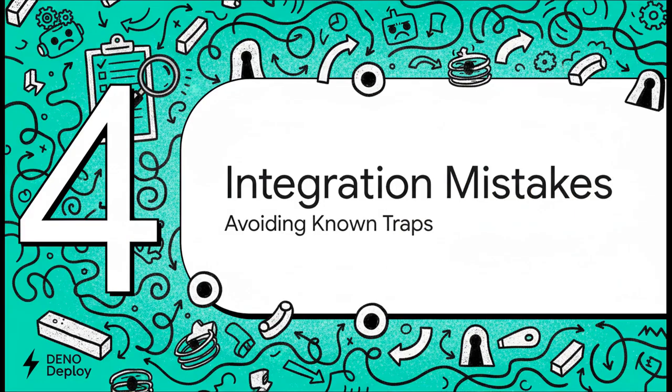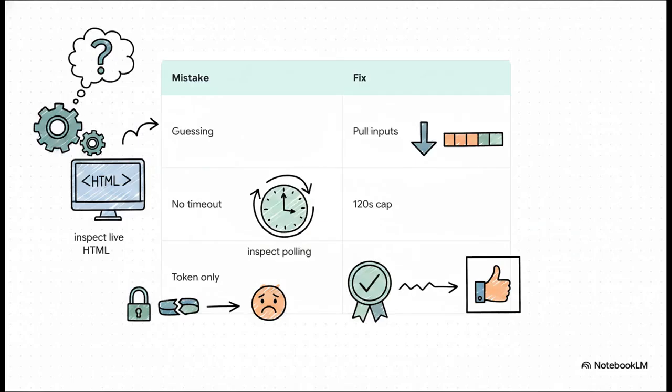Let's jump into part 4, common integration mistakes. Because even with a rock-solid workflow, it is so easy to fall into a few known traps. Mistake number 1, guessing CAPTCHA parameters. Never guess. Inspect the live page and pull the exact inputs. Mistake 2 is polling without a timeout. Always enforce a hard cap of 120 seconds.